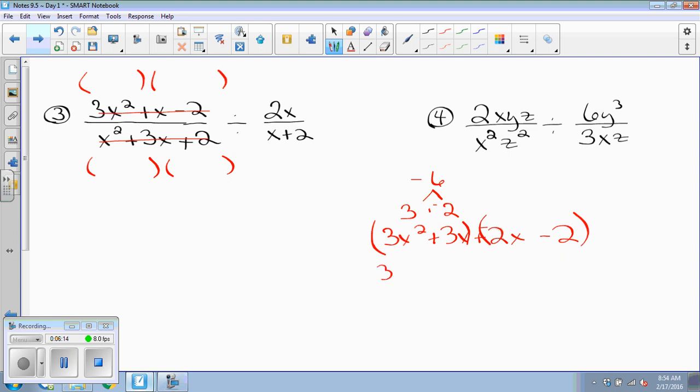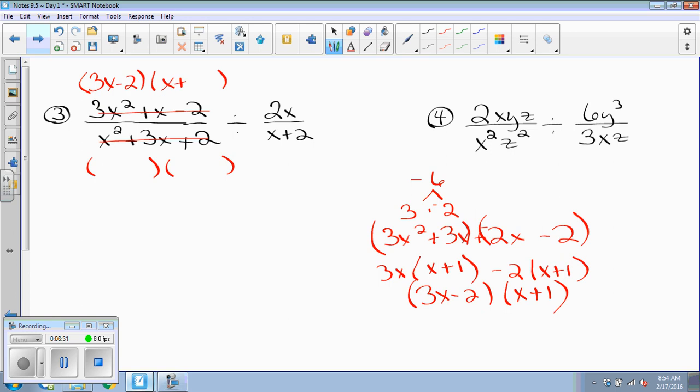So take out a 3x, leaves me with x plus 1. Here I take out a negative 2, leaves me with x plus 1. So that's 3x minus 2 times x plus 1. Okay, so that's what goes up here. 3x minus 2 times x plus 1. Yeah? That was our AC method that we did factored on the top.